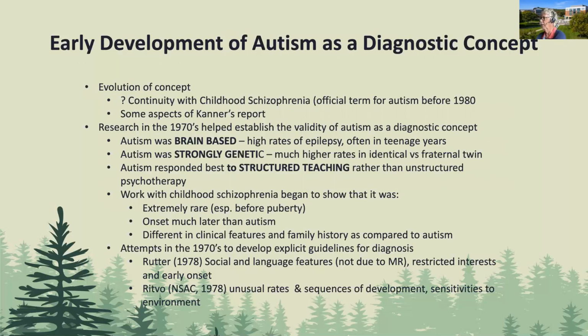There are high rates of epilepsy, often with an onset in the teenage years. Autism was strongly genetic. The first twin studies were done that showed much higher rates in identical as compared to fraternal twins. Also, autism was discovered to respond better to structured teaching rather than unstructured psychotherapy. In the meantime, work on childhood schizophrenia, strictly defined, showed that it was actually quite rare, especially before puberty. Its onset was much later than autism. It differed from autism in its clinical features and family history.